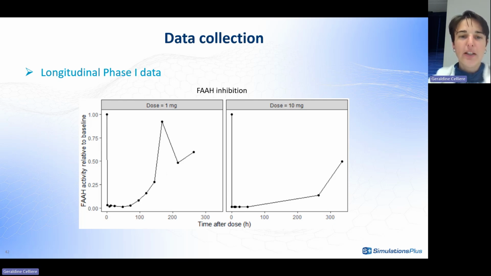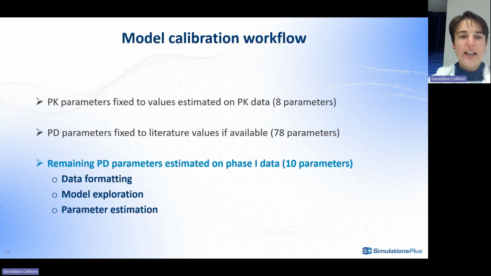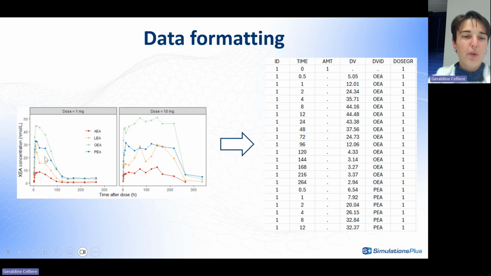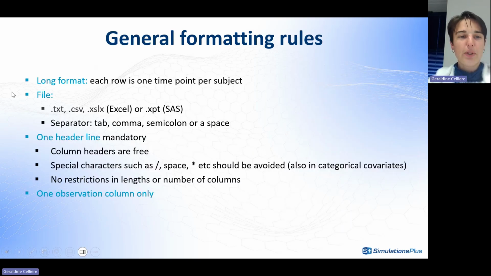Before we can do that, what we need to do is put this data into a file format that can be read by the MonolixSuite. So let me tell you a bit about the dataset format. When we work with the MonolixSuite, we need to work with what we call a long format, where each row is 1 time point per subject, and then we have all the subjects on top of each other.